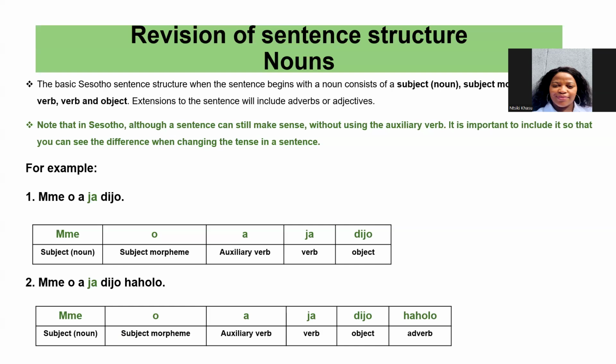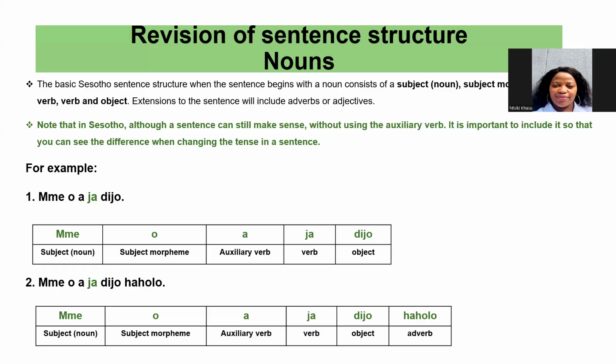Okay, so just to give you a refresher, a revision of the noun class structure, here it is. So when we're using these sentences, the basic Sesotho sentence structure begins with a subject morpheme, an auxiliary verb, the verb, and the object. Now this is in its basic form. Some sentences will include adverbs, which are those that describe the verb, and then others will include adjectives. Adjectives are the words that describe the noun, which is what we're going to learn about today.